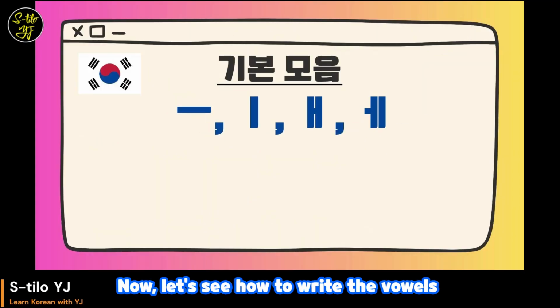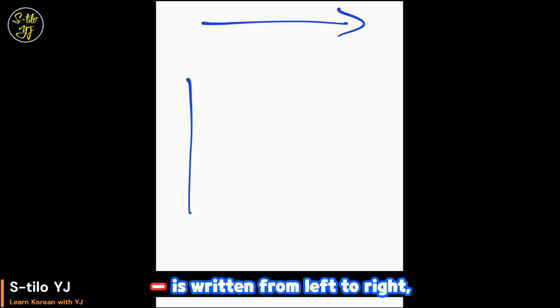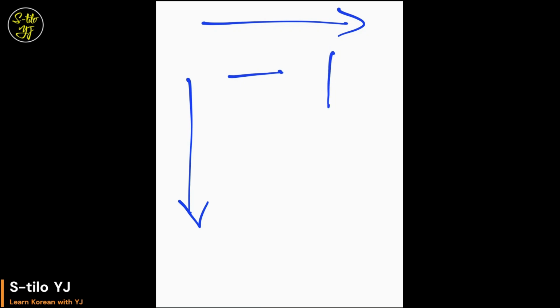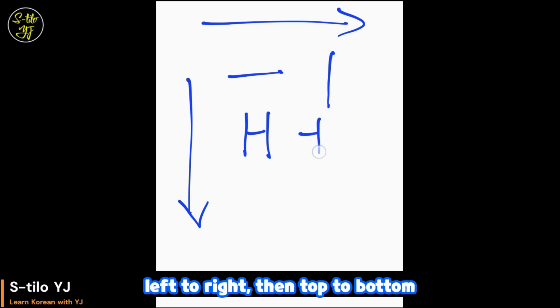Now let's see how to write the vowels I, E, E. One is written from left to right, one from top to bottom, and both E and E are written from left to right, then top to bottom. Shall we try writing them again?